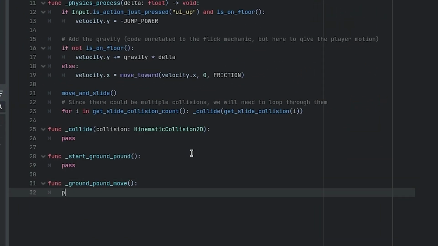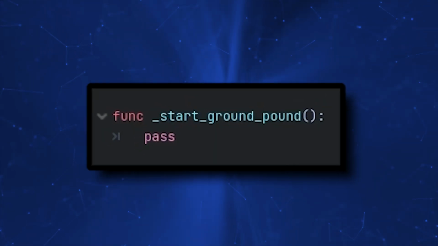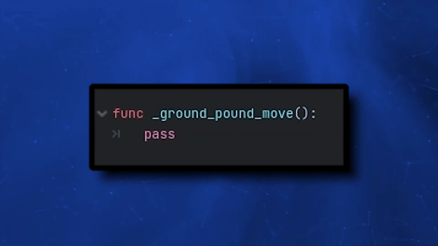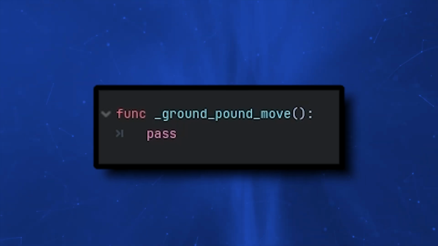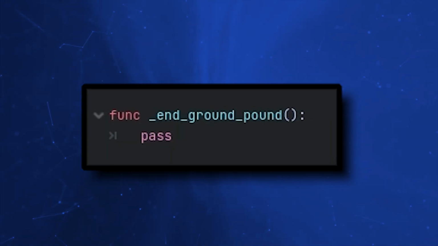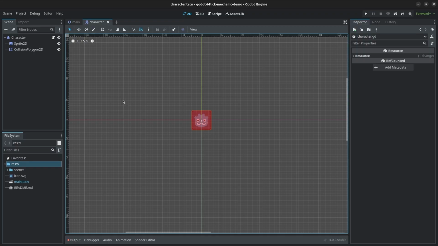While still in the character script, create these placeholder functions. Start ground pound, which will be called when the player hits the down arrow key. Ground pound move, which will be called once the initial ground pound animation completes. And end ground pound, which will be called at the very end of the sequence after a player lands on the ground. Now let's go to the character scene and make the animations.